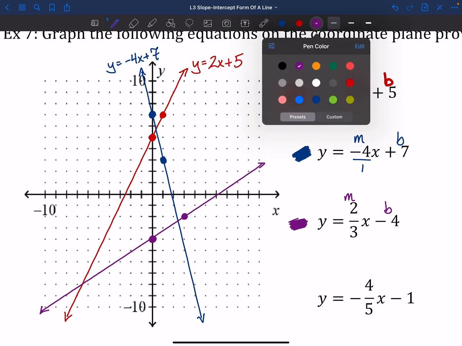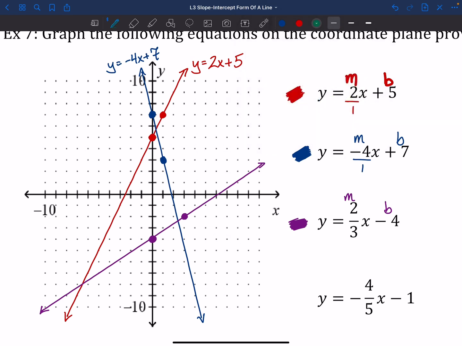All right, one left to go. Let's go with green. That looks like a nice color. Ooh, nice forest green. Reminds me of trees. So I got my y-intercept at -1, and my slope is -4/5.